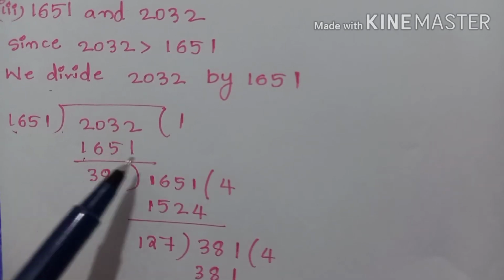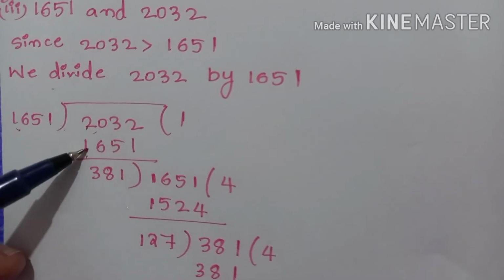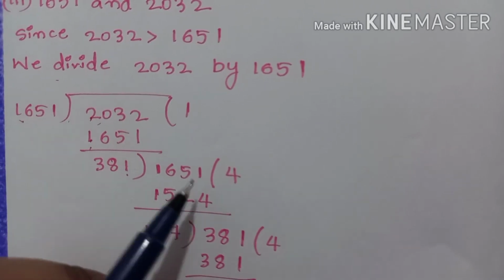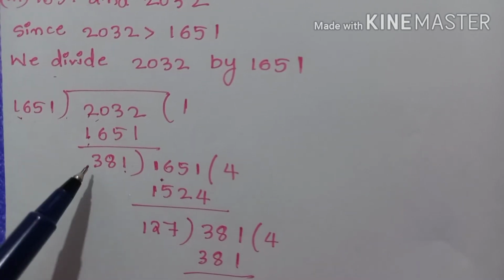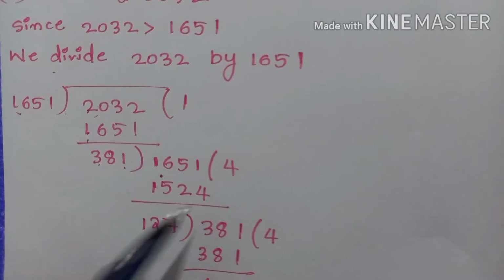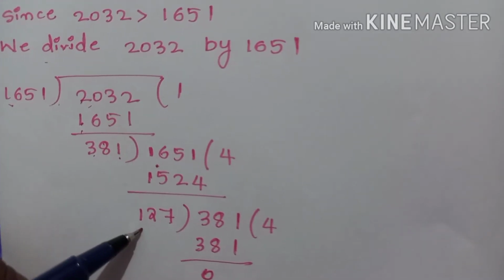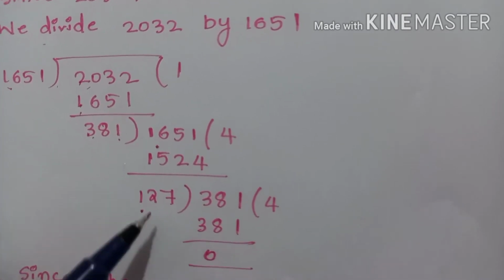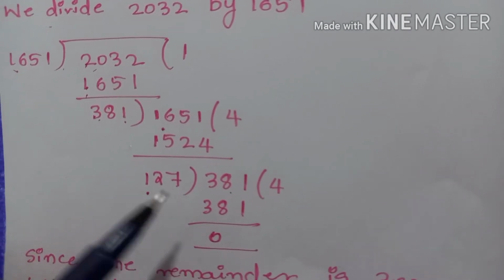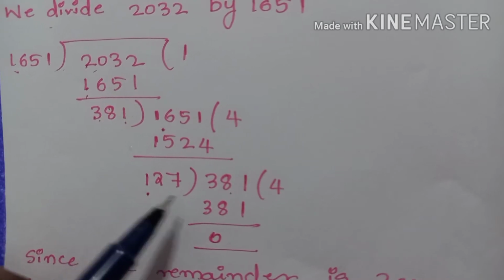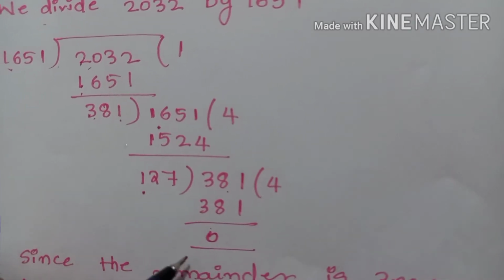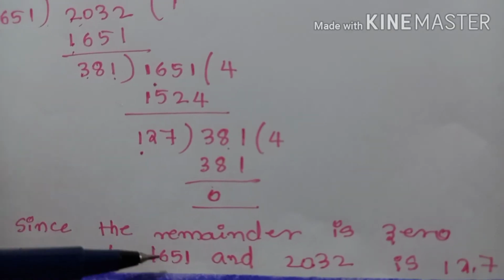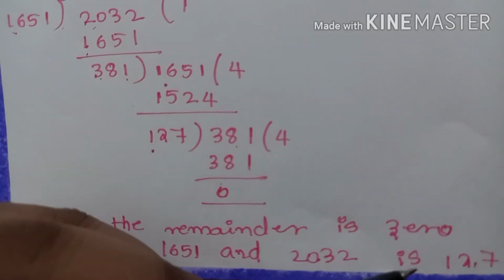1651 ones are 1651. After subtracting we get 381. It is not 0, so we take it here as a dividend. 381 fours are 1524. Now we got the remainder 127, and we write 381 as a dividend. Now 381 has a factor 127, so 127 threes are 381, and finally we got the remainder 0. Since the remainder is 0, the HCF of 1651 and 2032 is 127.